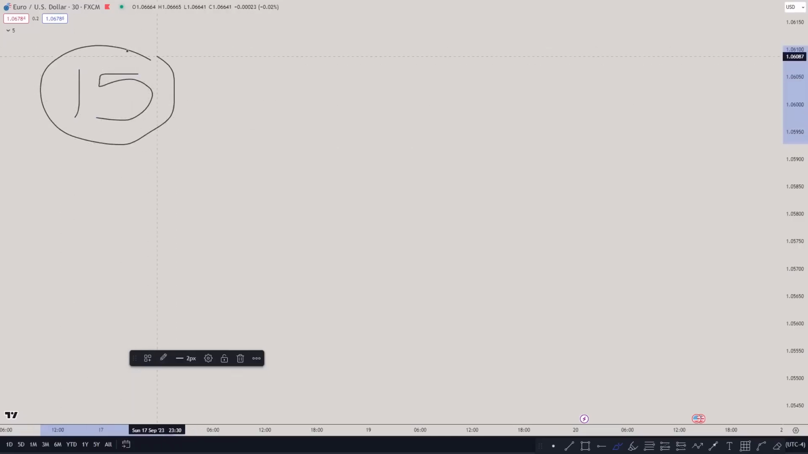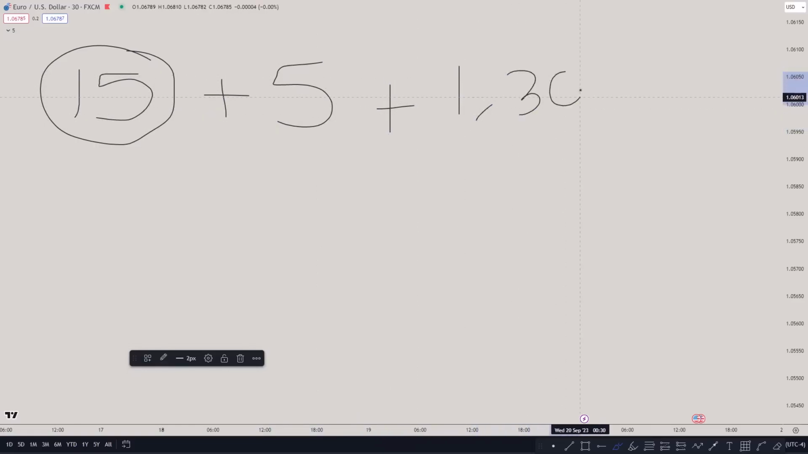What we're going to do, and this is what ICT suggested, is that we're going to use the 15 minutes, for example, to check out the order flow or the market structure. How is it going? Where is it going? And then we're going to use the 5 minutes to look for highs or lows, basically liquidity levels. And then we're going to use either the 1 minute or the 30 seconds. Those are the 2 time frames that we can actually use to enter a trade.